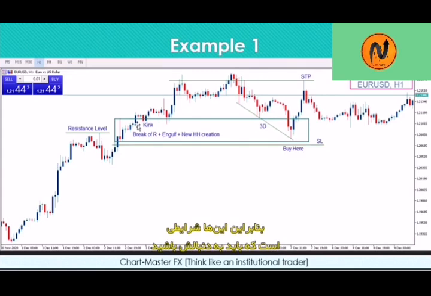So this is what happened, guys. These are the conditions that you need to look for. There should be a break of resistance, and that resistance is engulfed, as has happened here, and there should be a new higher high creation. So this high was broken.